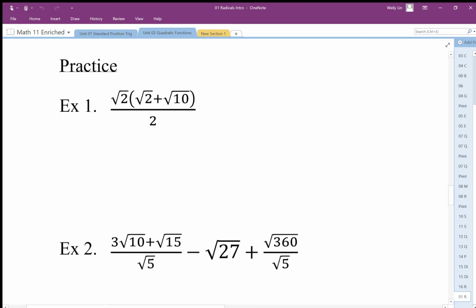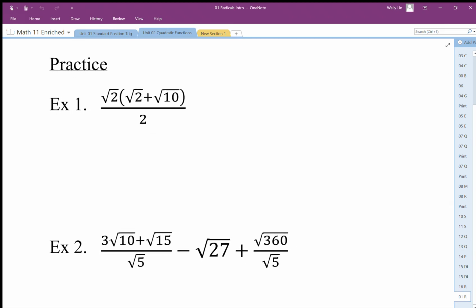So we can simplify these radical expressions by distributing these radical expressions into each other. We can do the distribution, this multiplication, first, or we can do the division first. Either way works. In this case, since we can distribute into this bracket, we'll do that first.